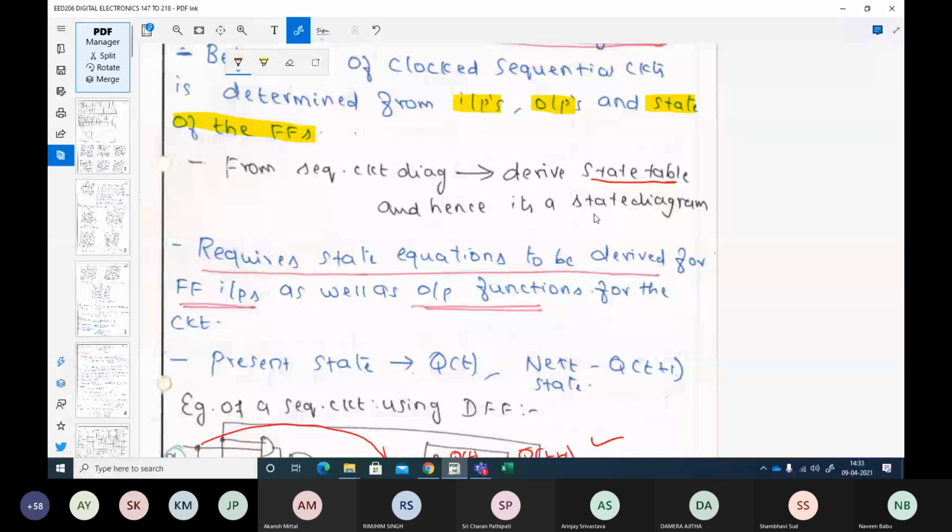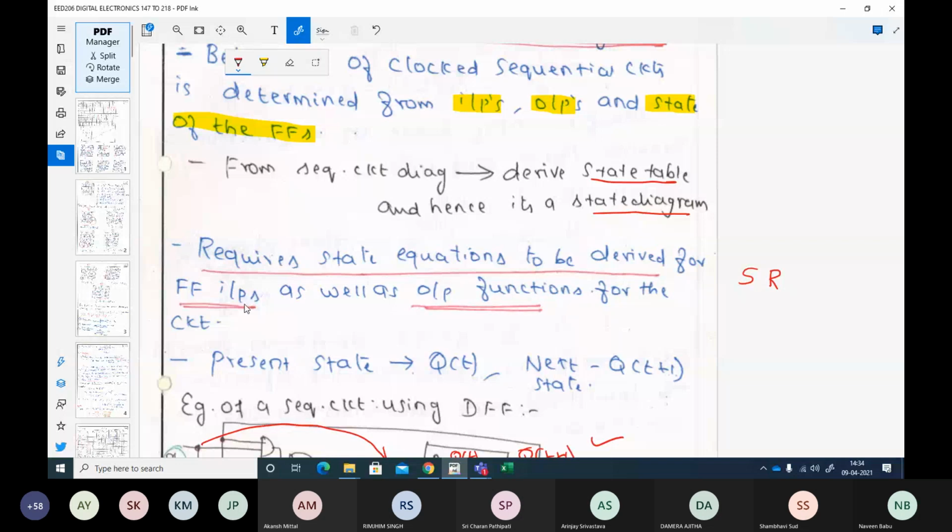We already know the Boolean expressions for the flip-flops that we have studied. We have studied the characteristic equations, right? For various flip-flops: SR flip-flop, D, T, and JK flip-flop. So we will use those state equations also. We will require the state equations to be derived for the flip-flop inputs as well as the output functions for the circuit. And we will require the present state and the next state for designing this. So an example of a sequential circuit for D flip-flop is given here.